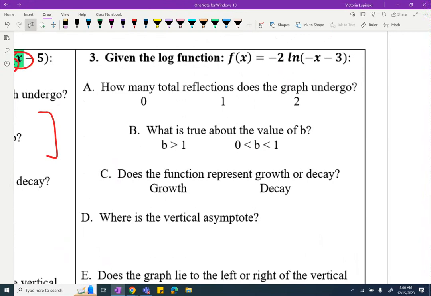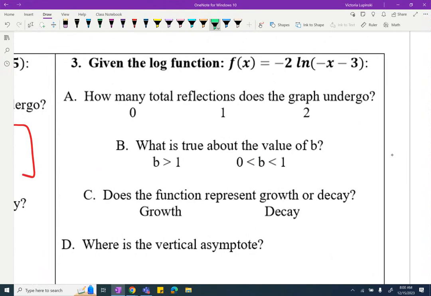Okay, so from here, this is an ln. What's the base of an ln? Remind me. E. Remind me, what is the decimal approximation of e? It's 2.718, but as long as you know that it's 2 point something, is 2 point something greater than 1 or between 0 and 1? Okay, so again, keep that in mind.